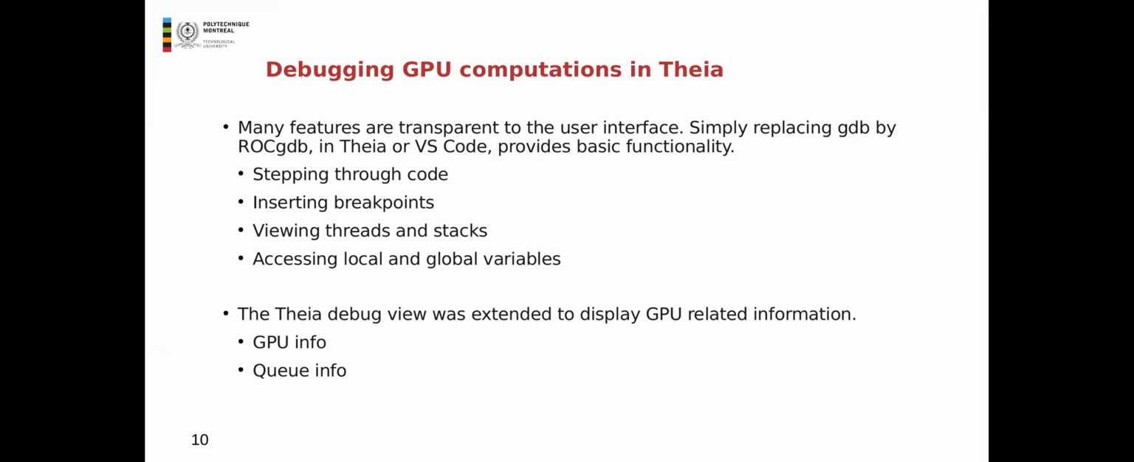So we can step through the code inside a GPU kernel dispatch. We're able to insert breakpoints, view the different threads and call stacks. The different threads, for example, are the wavefronts that execute on the GPU. It's also possible to see the different agent info, so the different GPUs and the different dispatch info. It's pretty interesting to see all this information while debugging the program.